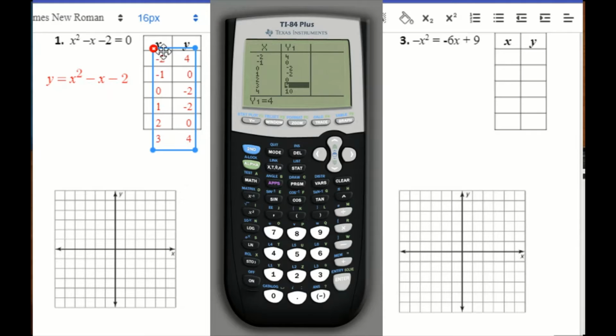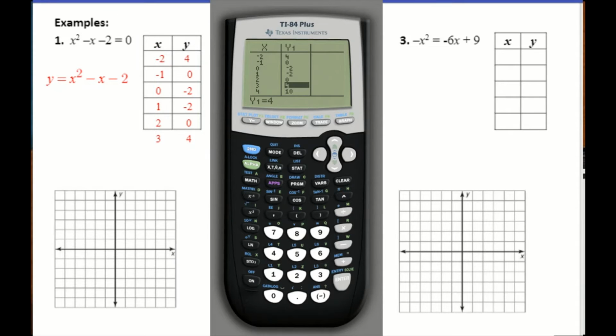Okay, so let's go ahead and start plotting these out. -2, 4 is going to be right about here. Okay. -1, 0, 0, -2, 1, oh wait a minute. Yeah, 1, -2, 2, 0, and 3, 4. So you can see that we have a graph that's starting to take the same shape as the one that we saw in the calculator. So this is looking pretty good. You definitely want to double check the calculator and make sure everything's looking like it should.